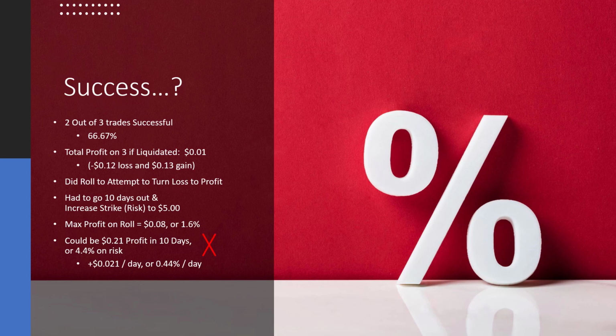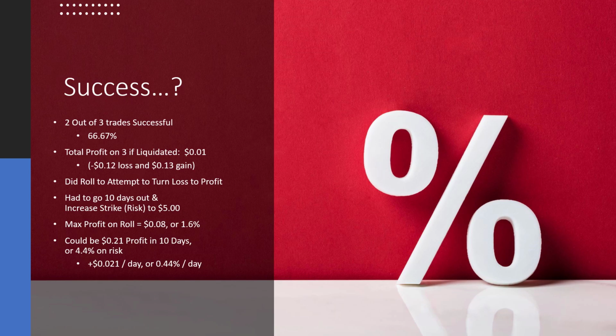So we could see a max of 21 cents of profit in 10 days, including the management, or a 4.4% return for roughly 10 days of trading against the 5-point risk, or really 479 maximum risk on the new bear call spread that's out to December 2nd. So it averages to be about 2 cents per day in that case, or about 0.4% per day.